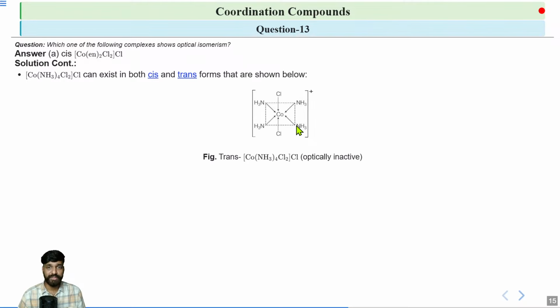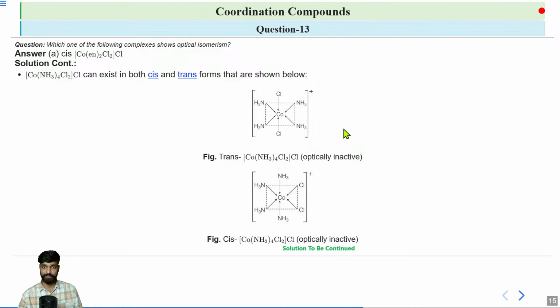So this is your [Co(NH3)4Cl2]Cl. So this is the trans one. Now the trans one is obviously symmetrical. You can cut it from the middle. And the same can be said about the cis one also. So this is the cis one. If you want, you can just cut it along the plane. So just cut it along the plane, and your NH3 molecule will be bisected into two halves.